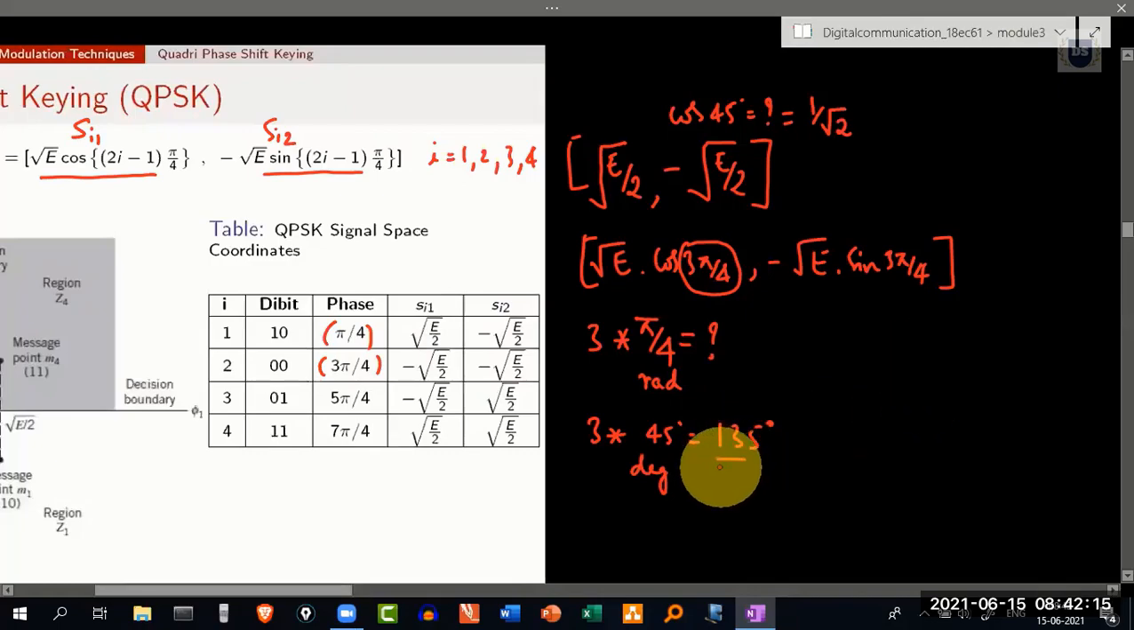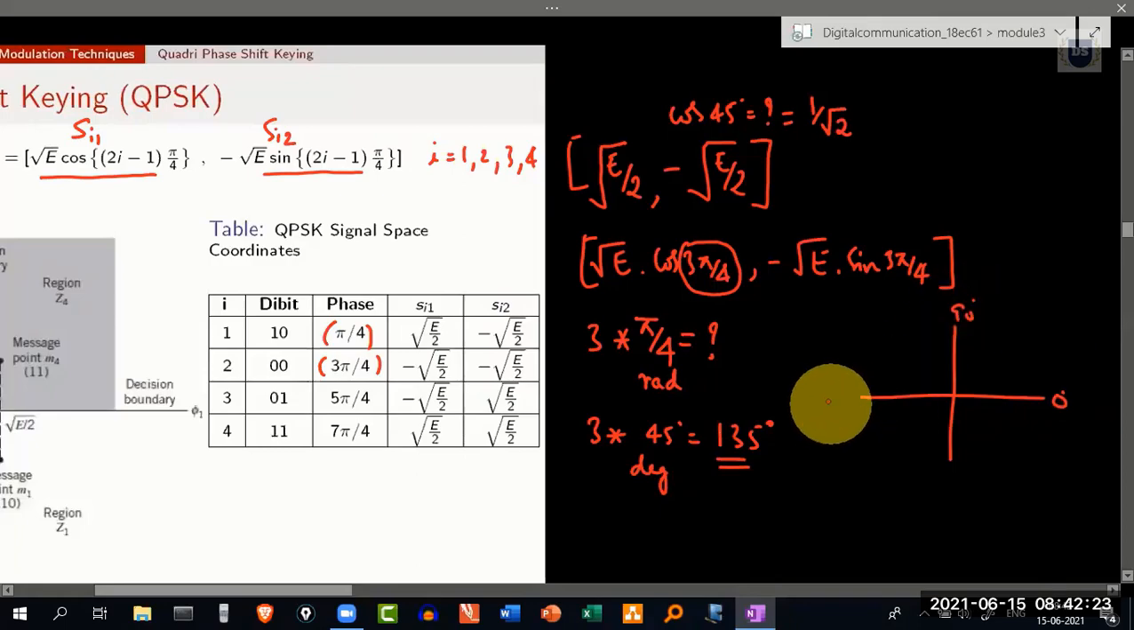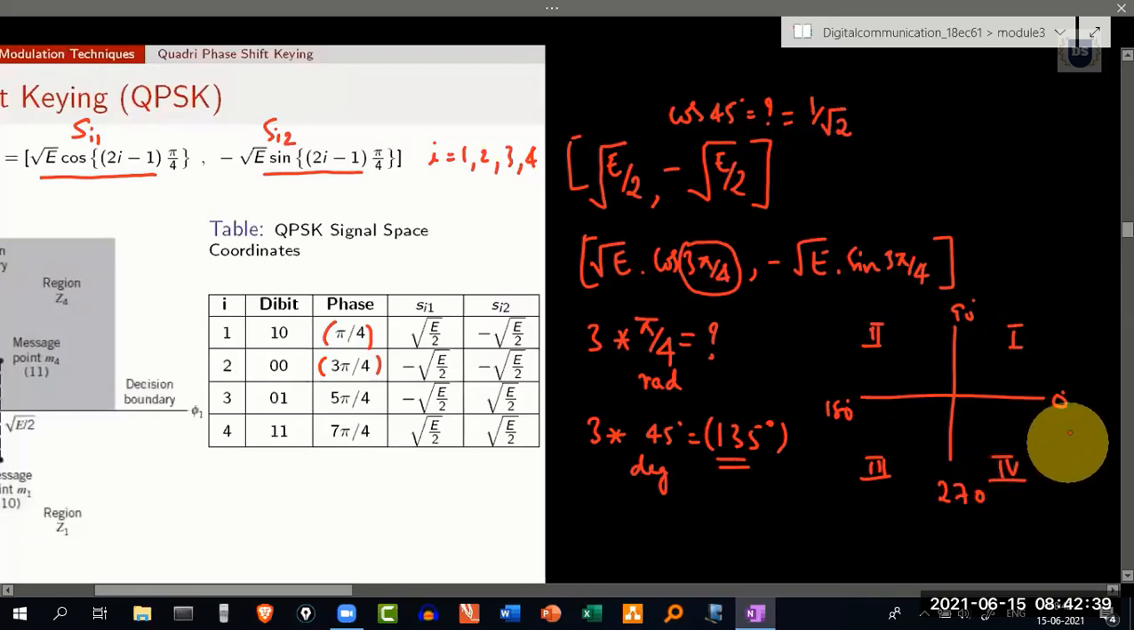Now, if the angle is 135, what quadrant will we be lying in? So this is 0 degree, this is 90 degree, this is 180 degree, this is 270 degree. If I have an angle like 135 degree, what quadrant will I be lying in? First, second, third, or fourth? I expect quick answers in the chat. Yes, I'll be lying in the second quadrant, somewhere over here.